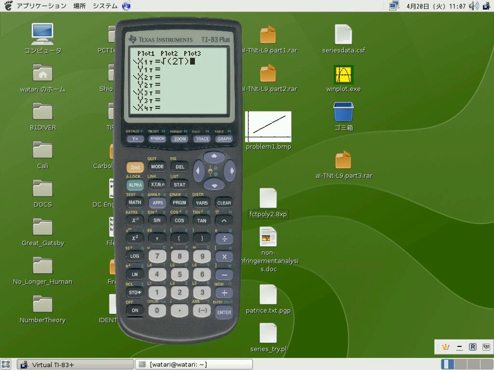And y was 4t. Okay, now we need to be careful about our window again, so you might want to refer back to the graph I drew in the pencast to sort of see why I'm making the choices I'm making. I'm going to make t.